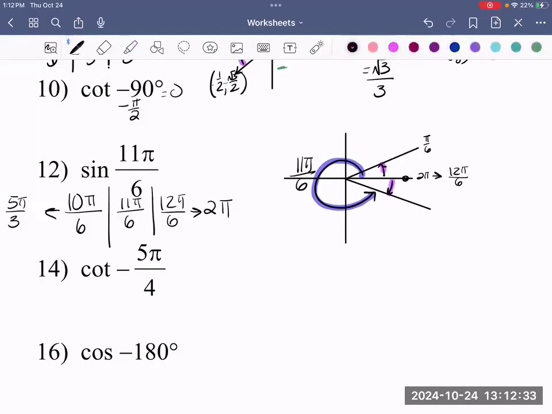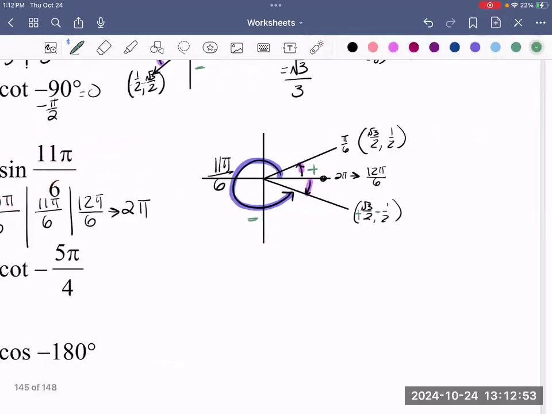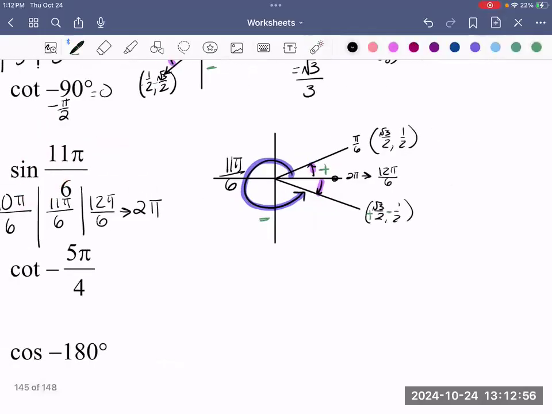So this amount here is equal to the amount over here. So your reference angle of pi over 6 would be root 3 over 2 and 1/2. So that must mean this one is the same, root 3 over 2 and 1/2. The only difference is that now we have a positive x and a negative y. So if we're looking for the sine value, we're looking for your y value. So sine of 11 pi over 6 is equal to negative 1/2.